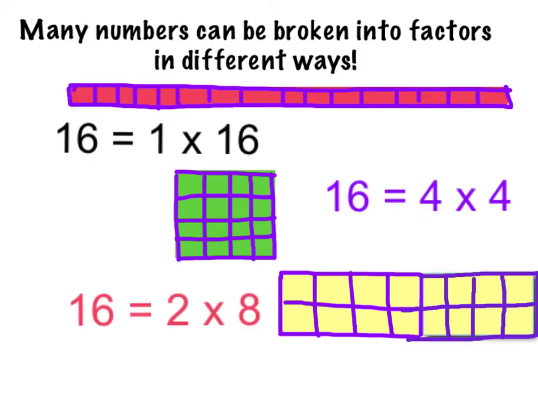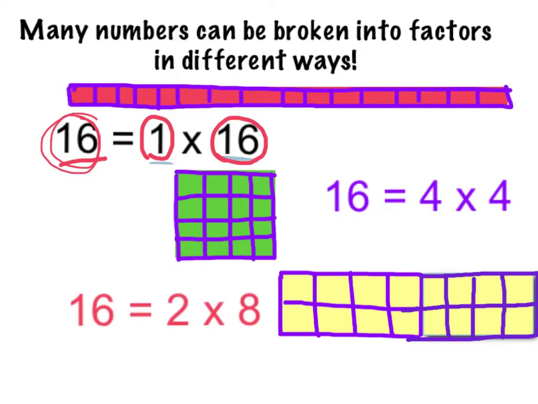Many numbers can be broken into factors in different ways. So if I have the number 16, I know that the factors of 16 are going to be 1 and 16. And I can show 1 times 16 using a model, using an array. So here I have one row of 16 tiles. So that is showing me 1 times 16. And if I count all of these tiles in here, I will get 16.